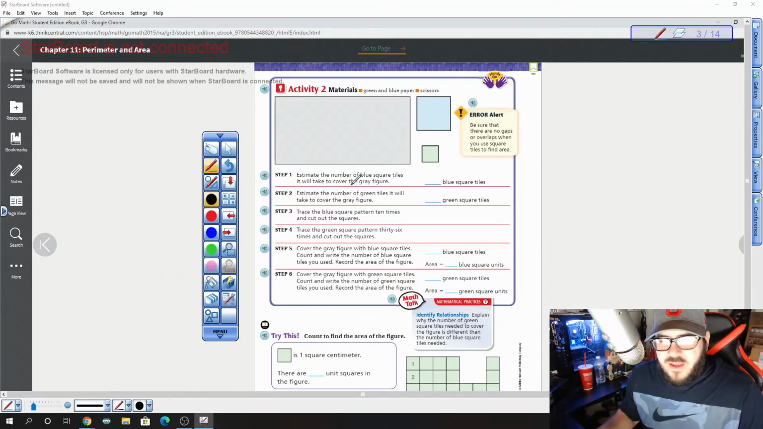Okay, so the next thing they want us to go ahead and do is trace the blue square pattern 10 times and cut out the squares. So you would want to trace this on a paper, cut it out 10 times. All right, you want to trace the green square here 36 times and cut out the squares. So that would be a lot of work, but you could try it, or you can just do what I'm about to do. Okay, cover the gray figure with blue square tiles.